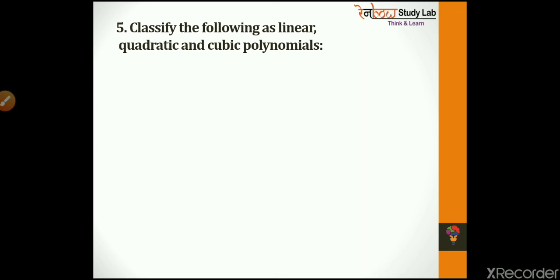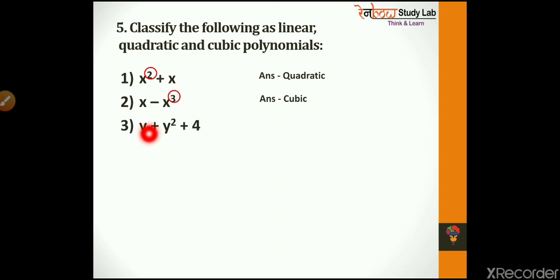Now the fifth question. Classify the following as linear, quadratic and cubic polynomial. Linear means degree is 1, quadratic means degree is 2, and cubic means degree is 3. You can see in the first one, x square plus x. What is your highest power? Highest power is 2, so degree will be 2. So this is a quadratic polynomial. Second question, here your highest power is 3, so your degree is 3. So if degree is 3, then it is cubic. Then third one, here the highest power of variable is 2. So again the answer is quadratic.